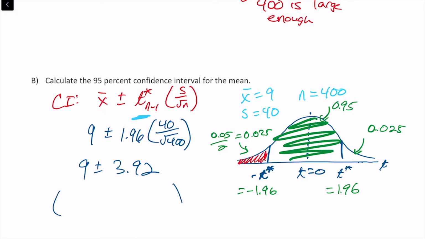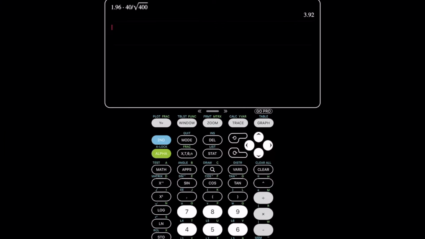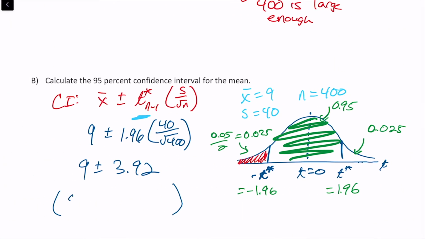Now we're going to subtract to get the lower end of our interval. We're going to add to get the upper end of our interval. Okay? So we're going to take 9 minus 3.92, which is 5.08.